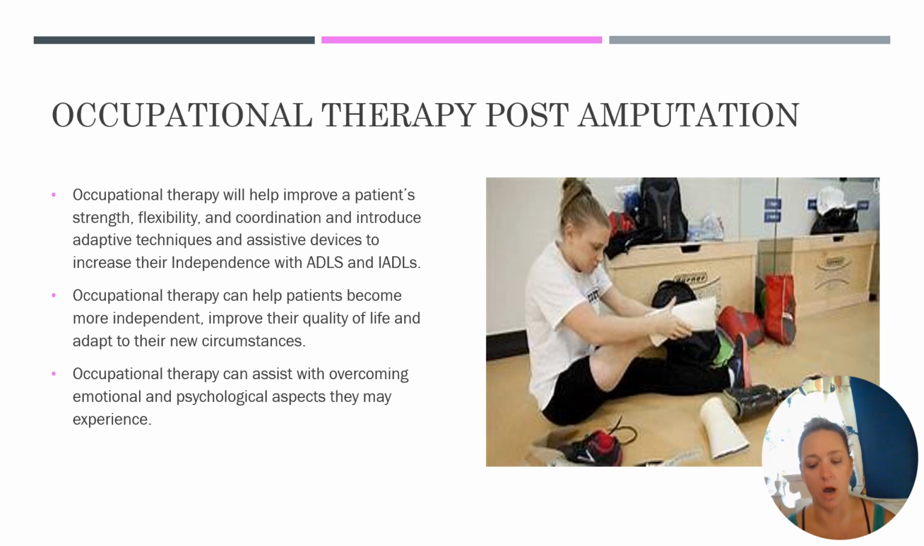The most common amputation is a lower extremity, due to vascular disease, diabetes, or trauma. You will get some upper extremity amputations, mostly from trauma. OTs will assess equipment needs, home and work environment, returning to their community or leisure activities.